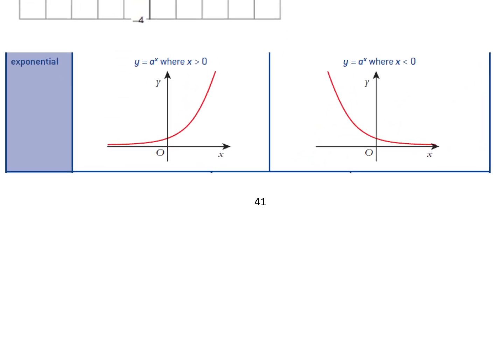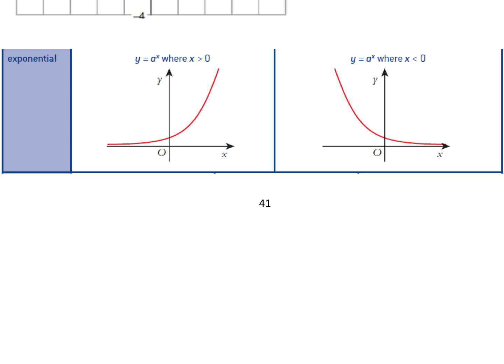So we can have two possible exponential graphs. We've drawn one of them, but there's two possible ones if the format is y equals a to the x. If the coefficient in front of the x is positive, so something like y equals 3 to the x or y equals 4 to the x, you're going to get exponential growth like so. If, however, the power is negative, then you're going to get exponential decay. And that's what you need to look out for.